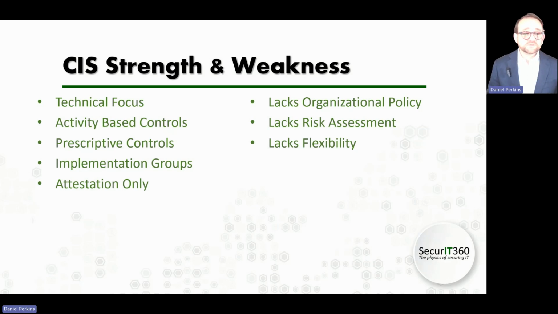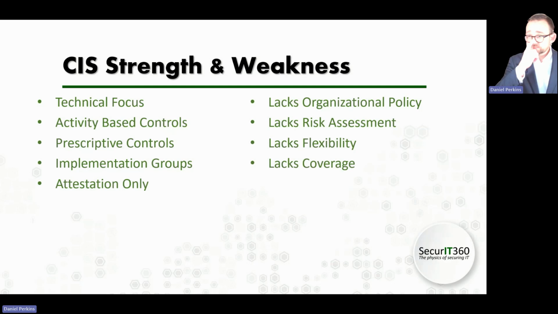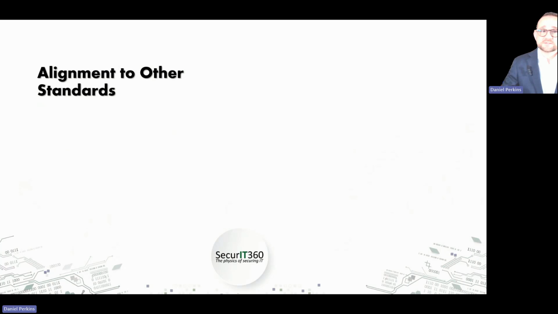Now we can choose to take those and modify them, but if we're going to stick to the core of what CIS provides, it does lack that flexibility. It also lacks some coverage in areas, right? We talked about risk management. It doesn't have any controls around risk management. It's also missing controls around privacy and compliance, right? And those controls are not present that we see in some of the other standards.